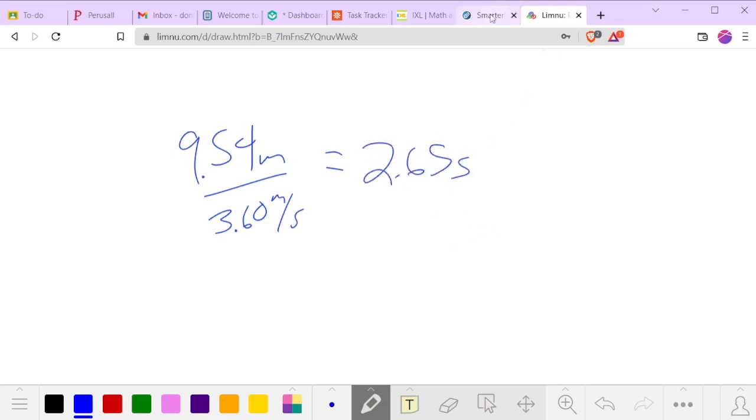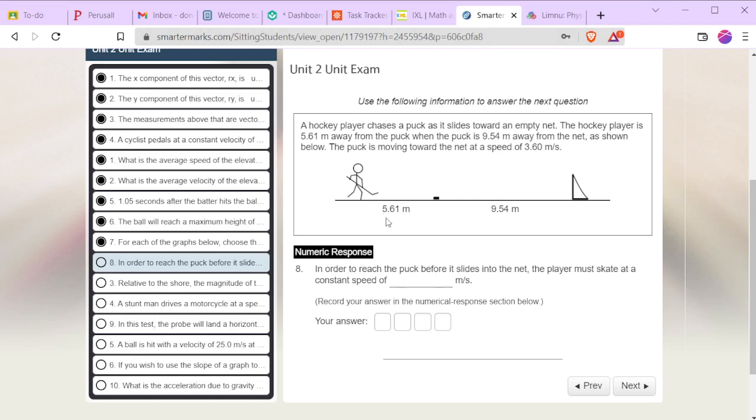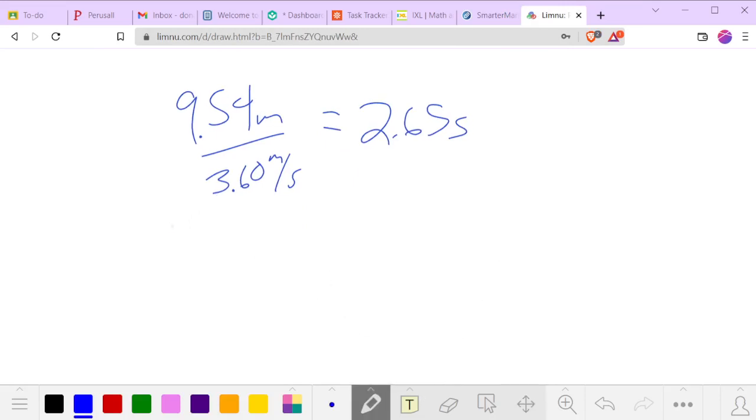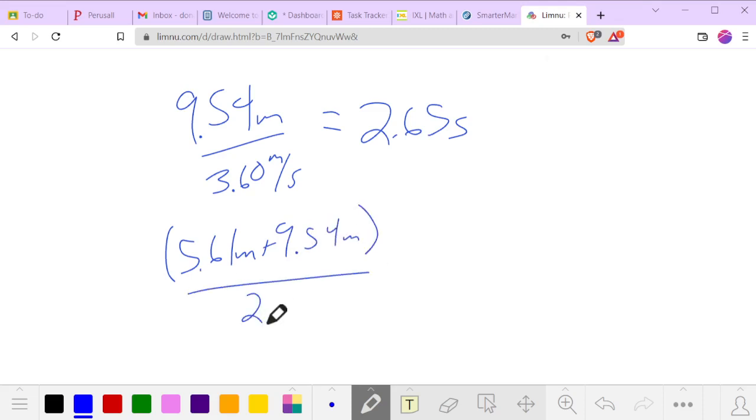So 9.54 meters at 3.60 meters per second gives us 2.65 seconds of transit time. That player has to go this combined distance. So the player is going 5.61 meters plus 9.54 meters divided by 2.65 seconds.